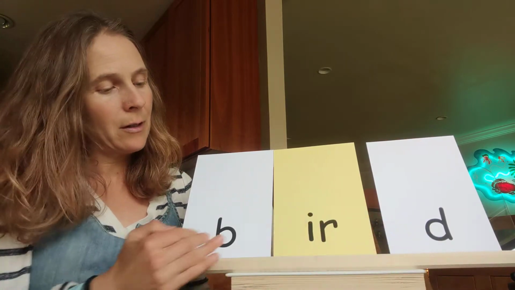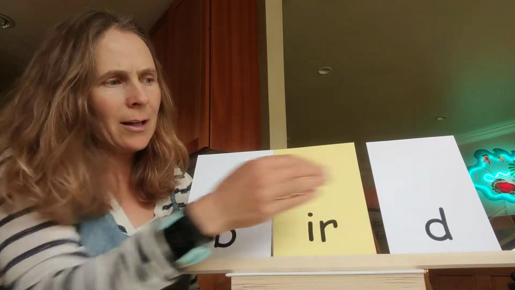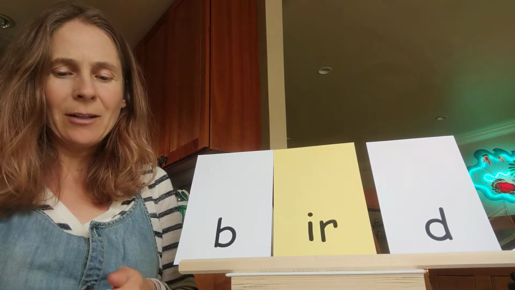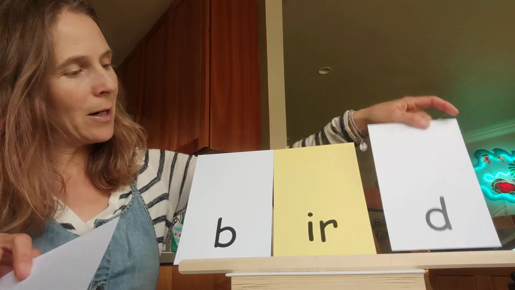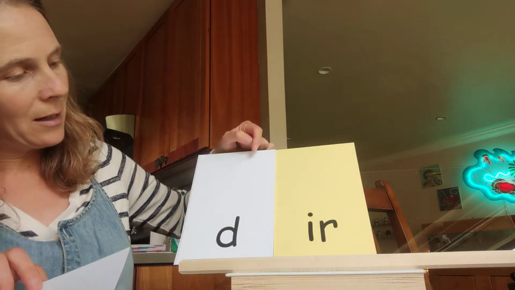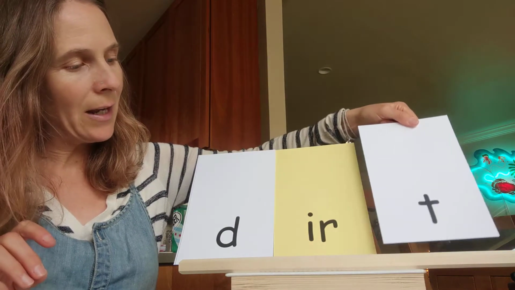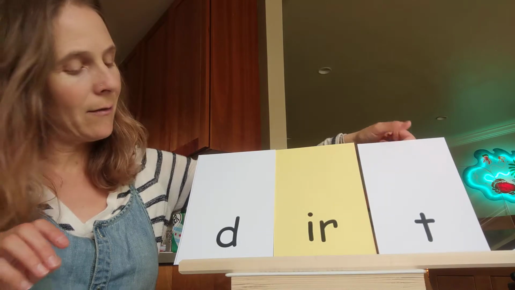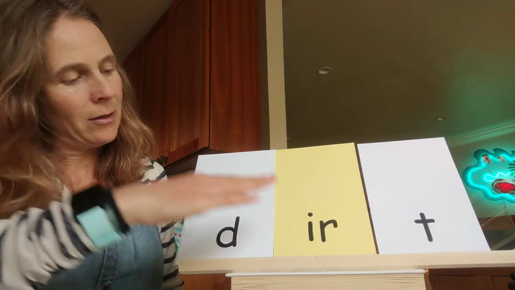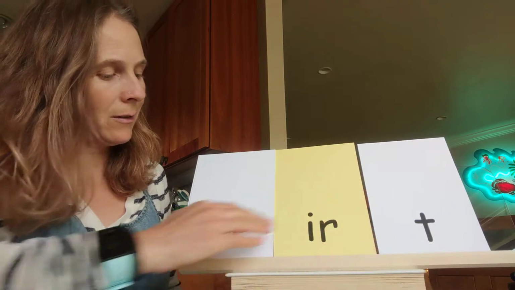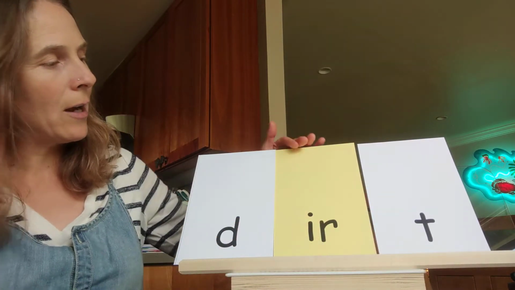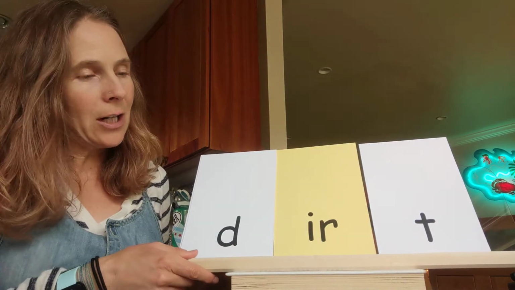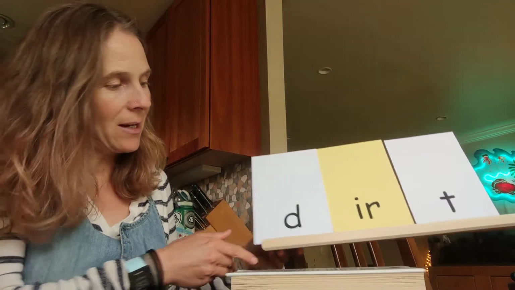D. Bird. And now let's see what happens if I turn these around a little bit, and I'm going to take my D and put it at the beginning, and I'm going to put a T at the end, and now I have D, T, dirt. So we notice that we have our vowel ER, IR, and UR in the middle or the end of words, usually in the middle of words.